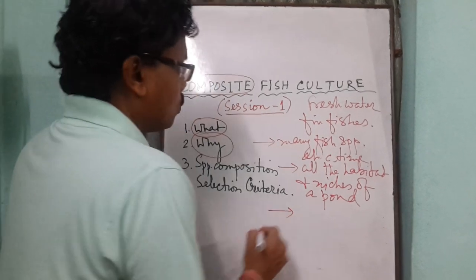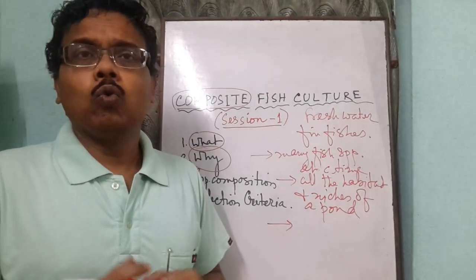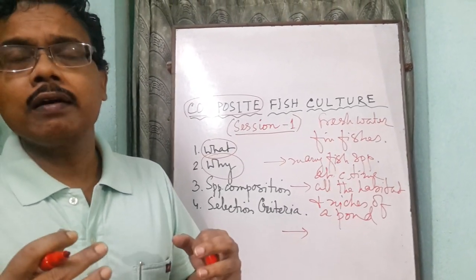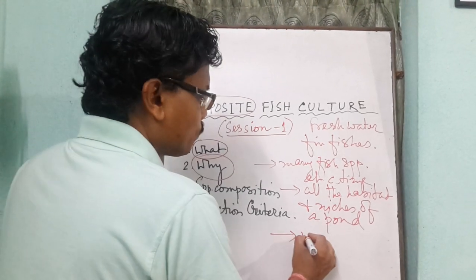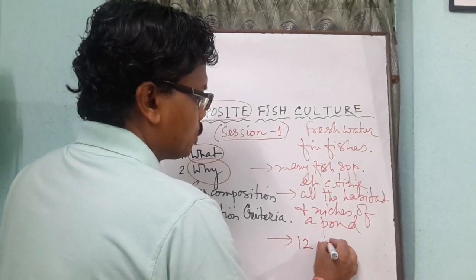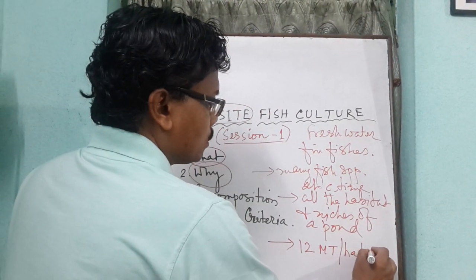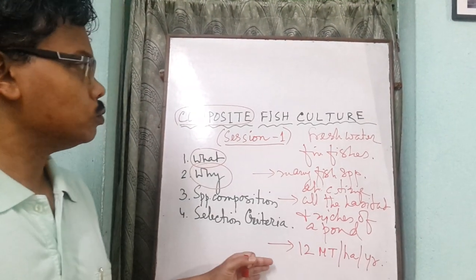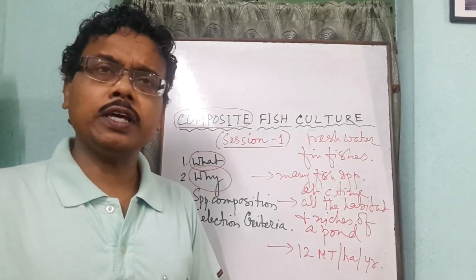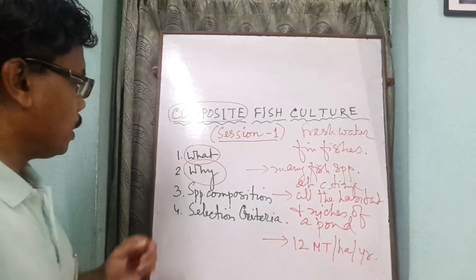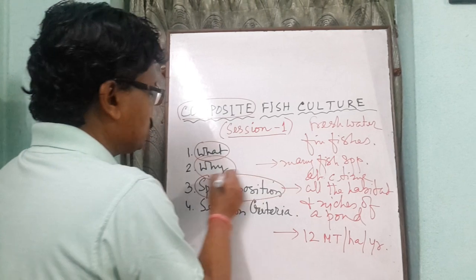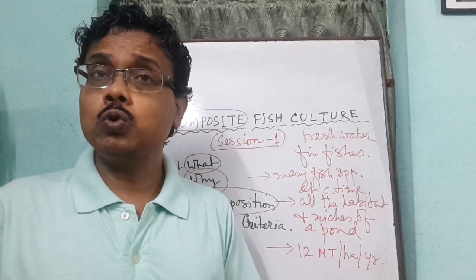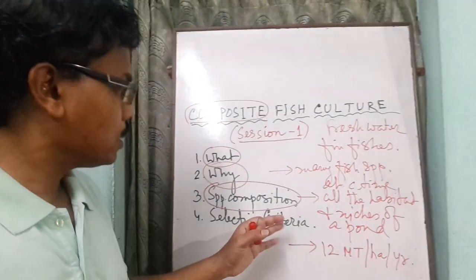Lastly, by this system, we can enhance our yield or fish production. We can increase our production up to 12 metric tons per hectare per year. So, from the commercial point of view, this fish culture technique is very important and significant. Now come to species composition. That is, what are the different fish species you will take scientifically in this culture system?